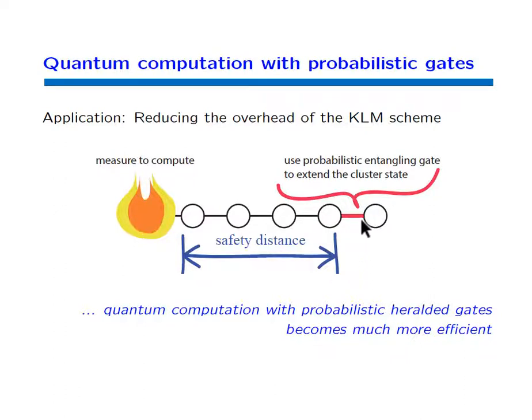Now, the extension and contraction of the cluster chain is a probabilistic process, so there are fluctuations. And so you need a safety distance between the left and the right to buffer these fluctuations, so that the cluster chain never becomes so short that it interferes with the measurements on the left-hand side. So this is the basic idea. In this way, quantum computation with probabilistic heralded gates becomes very efficient. And the purpose of today's lecture is to talk about that in some detail.